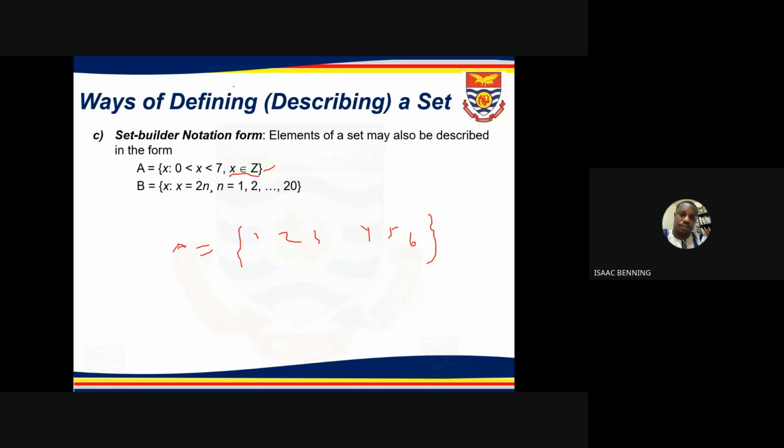Somebody can also describe this by writing that A is equal to X such that 1 is less than or equal to X, and X is less than or equal to 6. Then you have to define your X. X is a member of Z, integers, or you can say natural numbers, or positive natural numbers.